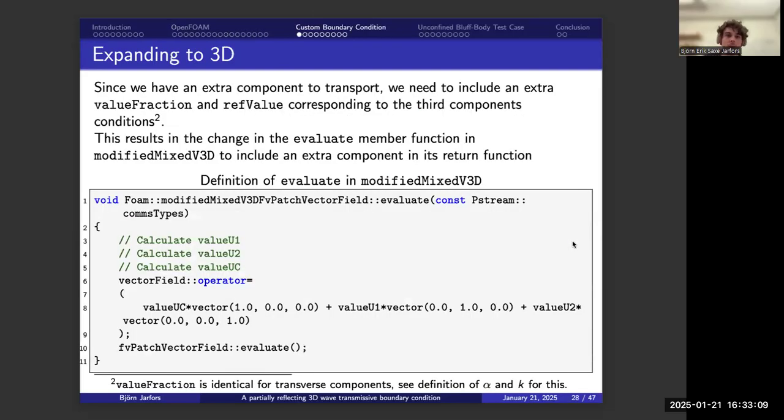So now it's time to go over to the actual implementation part. And since we have an extra component to transport, we need to include an extra value fraction and reference value corresponding to this third component. So this is the initial part which is done. And this results in a change in the evaluate member function in the modified mixed V3D to include an extra component in its return function, which is seen here, that we have this last component here. And as I mentioned earlier, it was 3 components now which are calculated.